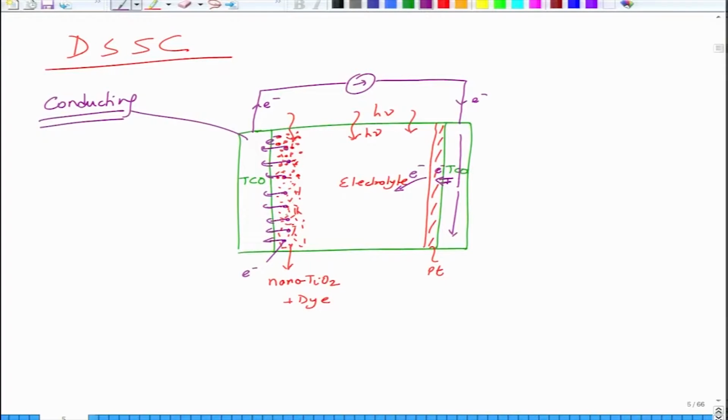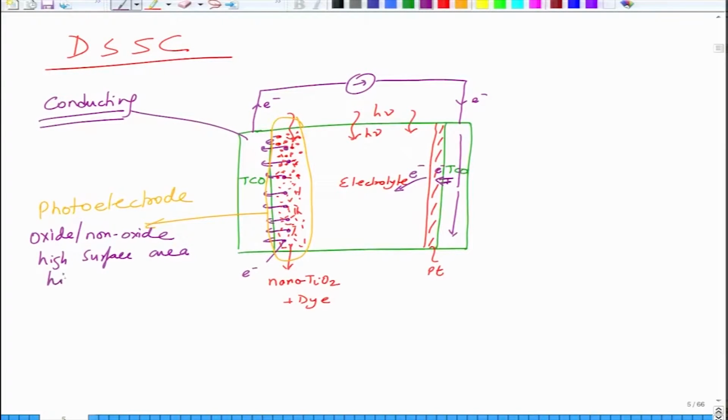The working electrode on this side, whatever is here, we call it a photoelectrode. This photoelectrode is oxide. It could be a non-oxide also, but oxides are more common, like TiO2. It must have high surface area, high porosity, and high electronic conductivity, right, and should be stable.